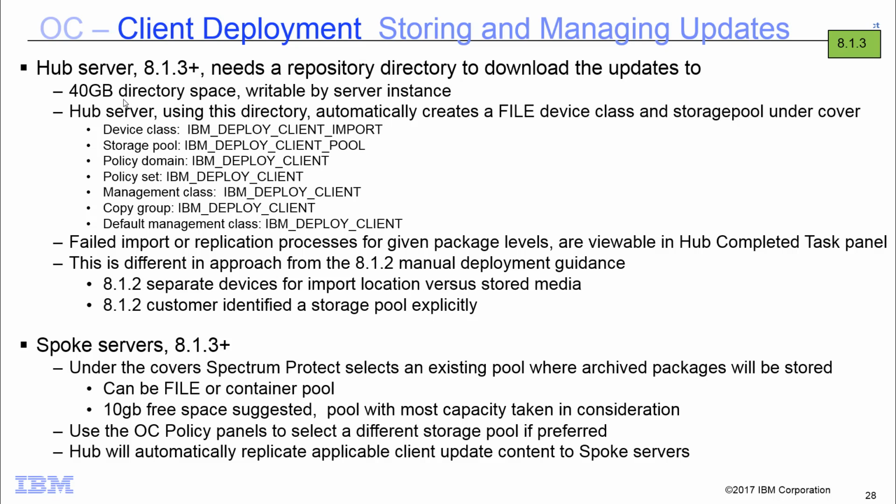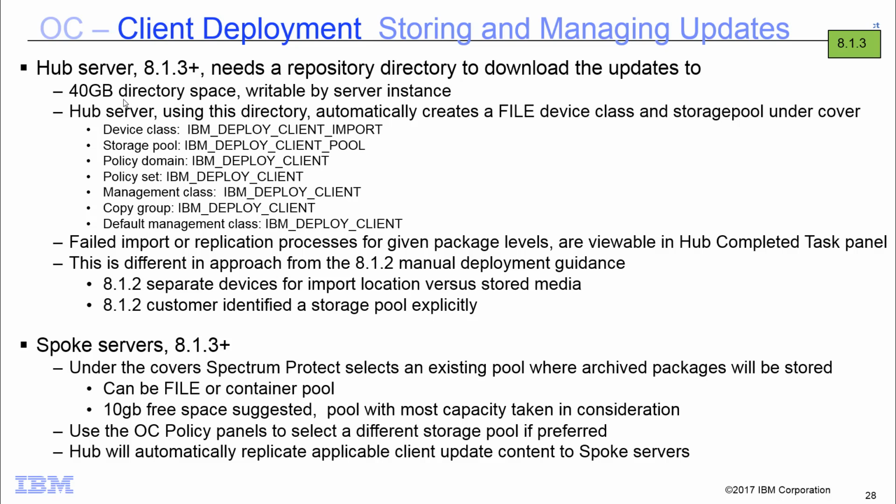If you do want to make sure that none of the imports or replication processes for any package level failed, you would also go into the hub completed task panel. Now this is a slightly different approach than we had in 8.1.2 for the manual deployment, because in the manual deployment we had a separate directory location where we'd originally store the downloads, but in 8.1.3 we utilized that same directory as a file device class and the download directory.